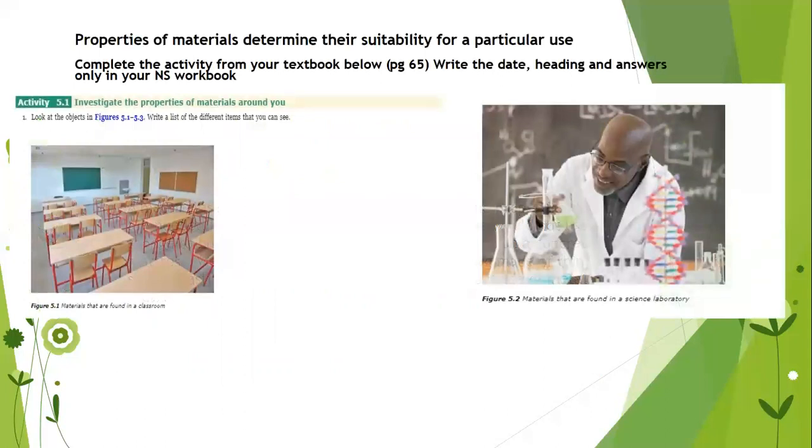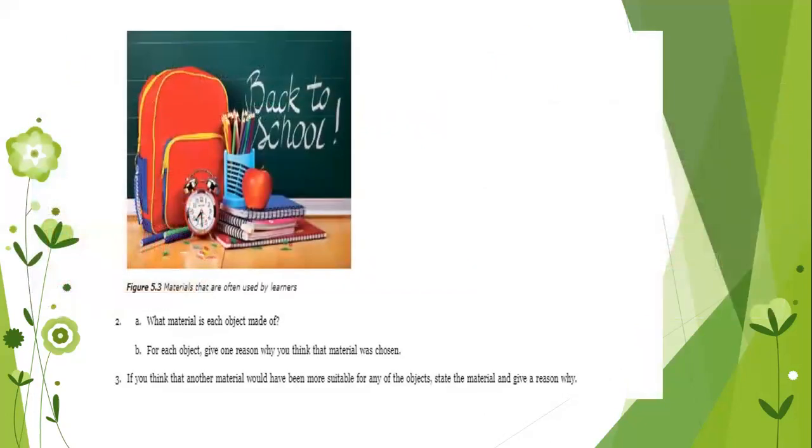The activity that you had to do, properties of materials determining suitability for a particular use, which was activity 5 in your textbook. You had to look at the materials in the picture, all of them that you could see, then answer the questions about them. First question, you had to write the different items that you see. Then question 2A, what material each object is made of. Question B, give a reason why you think the material was chosen for each object. And question 3, if you think another material would have been suitable for any of the objects, state the material and give a reason why.